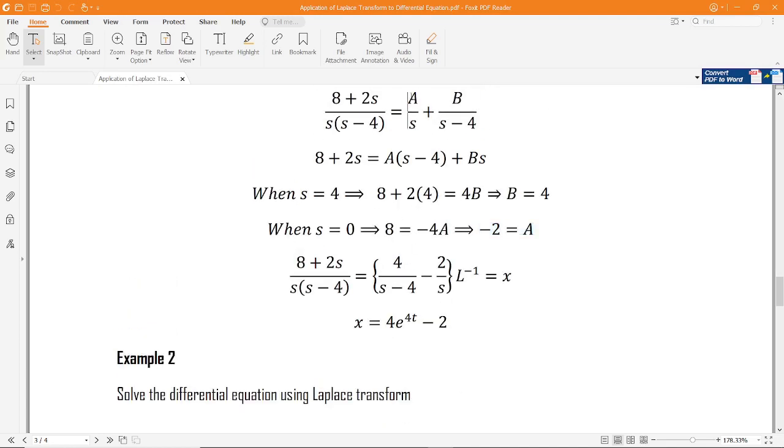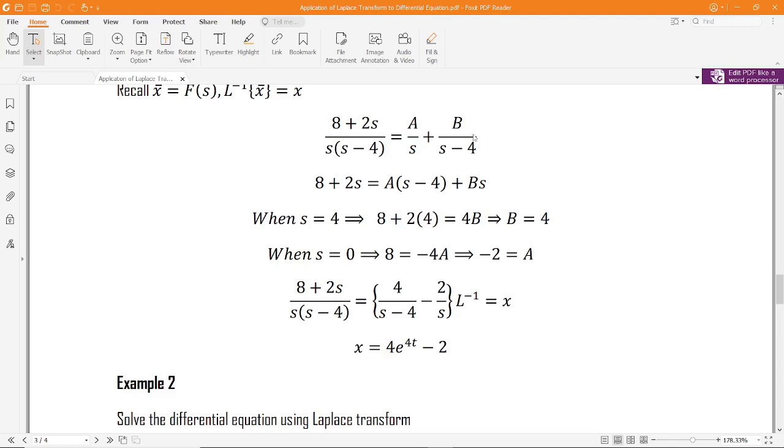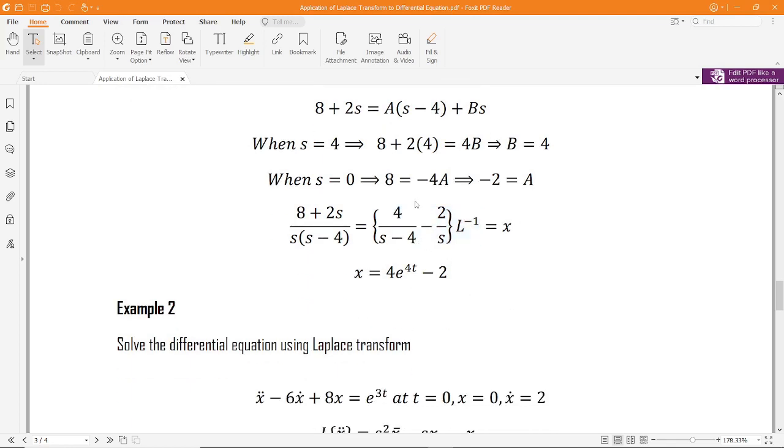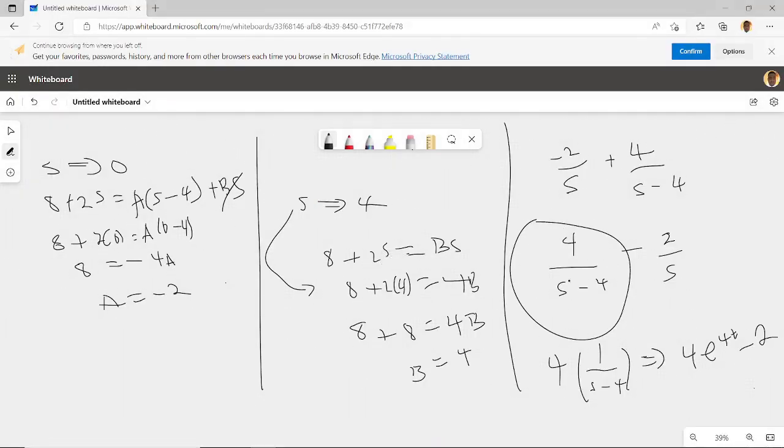So going back here, making the a value that we have had, replacing them here, that will be minus 2 over s plus 4 over s minus 4. Now we know the next thing is to find the inverse of this, which is what has been expressed here. So finding the inverse of this will give us our x, which is our solution. Now, we know that 1 over s minus 4 can only come from an exponential term. So that will be 4 times e raised to power 4t, which is what was done here.